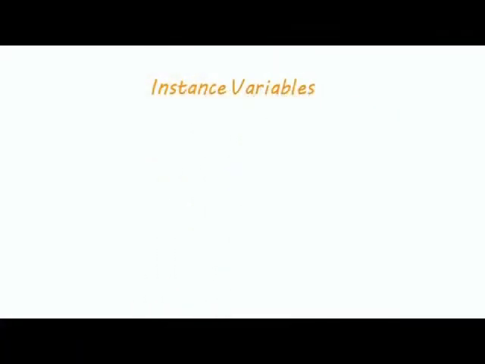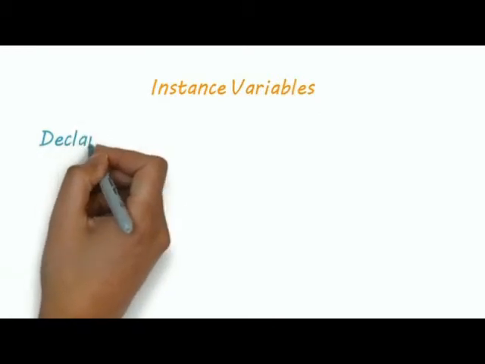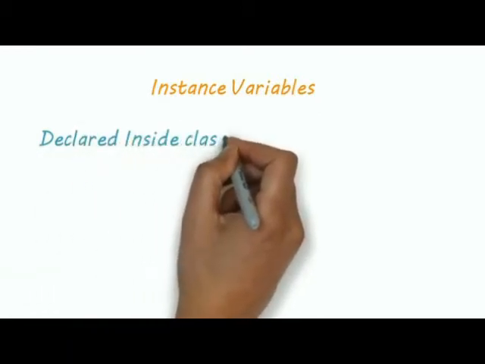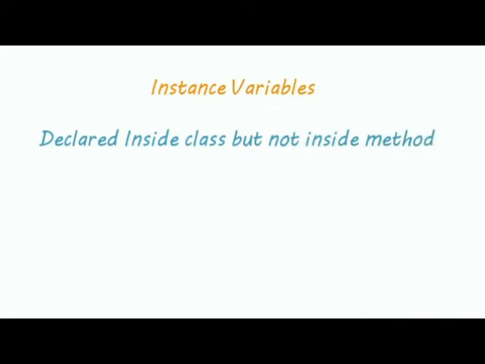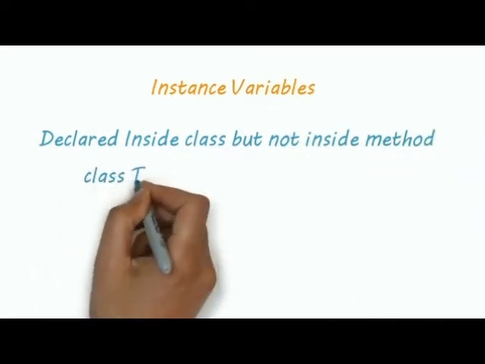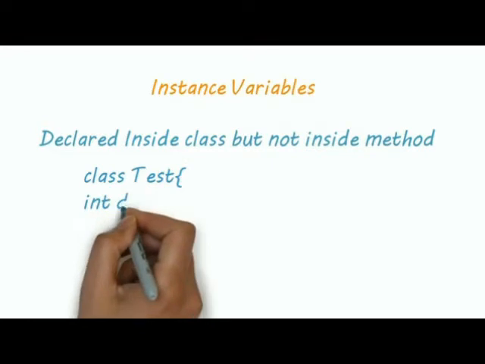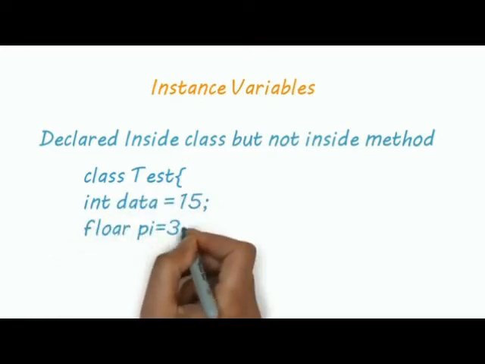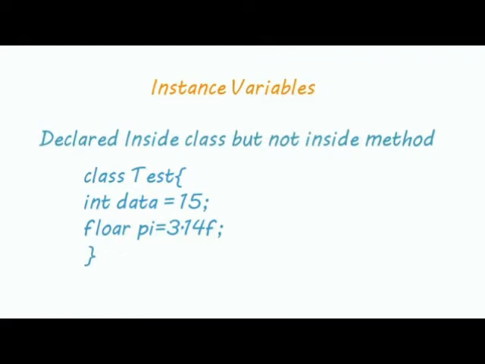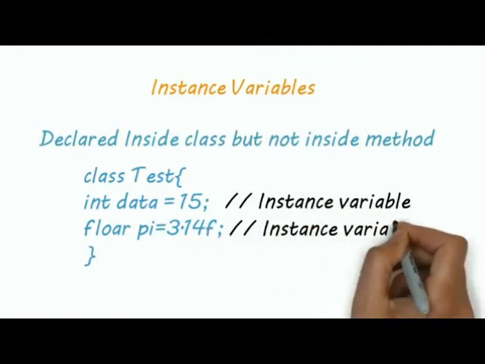So what are instance variables? Instance variables are declared inside class but not inside method. For example, let's create a class test with two instance variables, data and pi. These variables are inside test class but not inside any method. So these are instance variables.